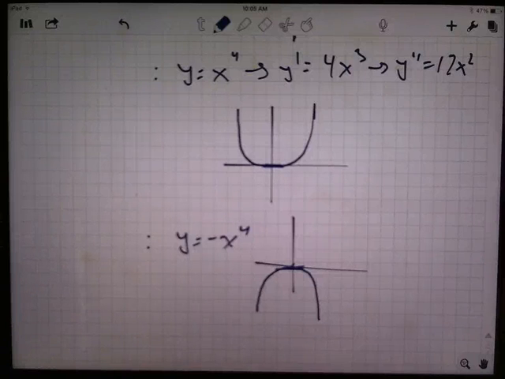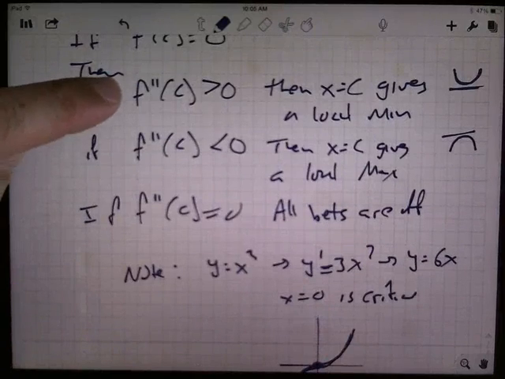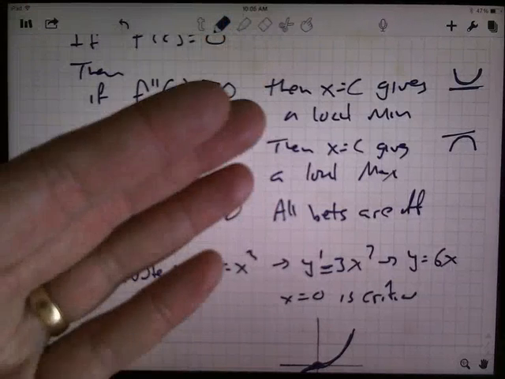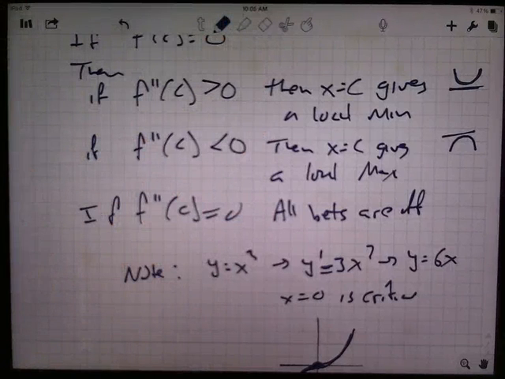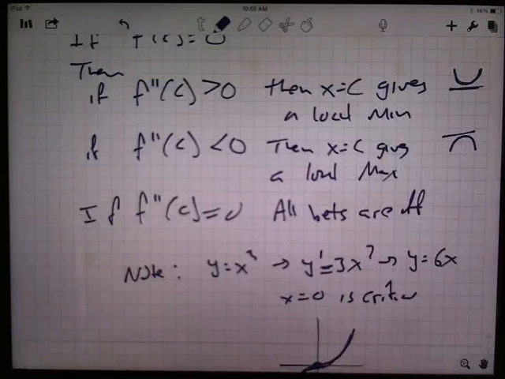Okay, but in the event that the second derivative is either positive or negative, then you can say precisely that you have a local minimum or a local maximum, depending on which case you're in. Okay. So there you go, the second derivative test.